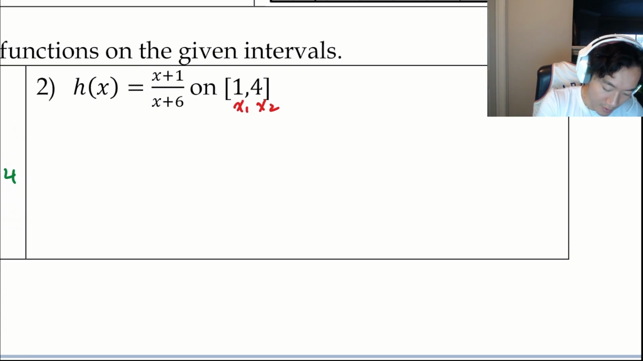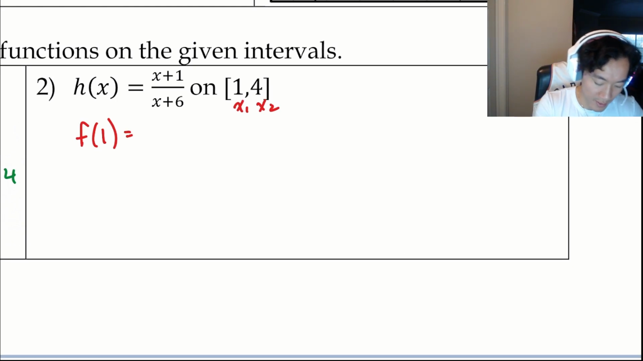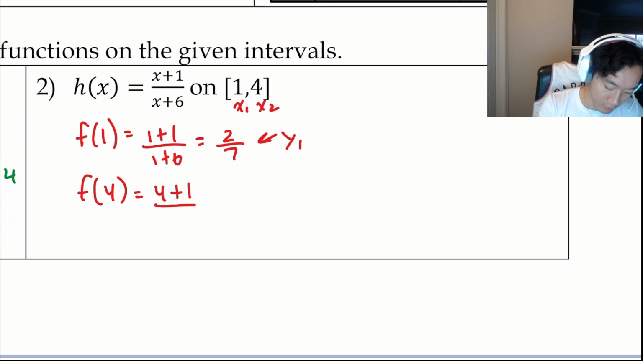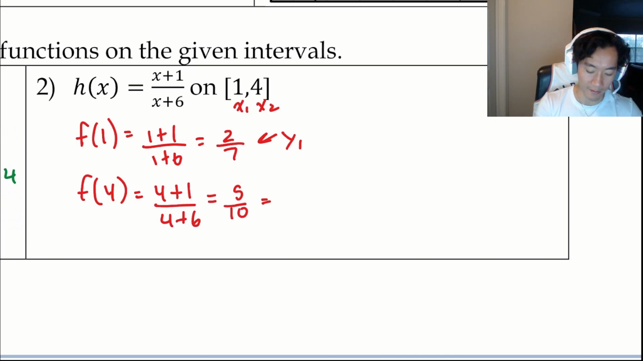So let's find what our y sub 1 is first by plugging in x sub 1. So I'm plugging 1 first into the equation. So I have 1 plus 1 all over 1 plus 6, which gives me 2 over 7. So there is my y sub 1. Now let's plug in the other end of our interval, 4. So f of 4 is equal to 4 plus 1 all over 4 plus 6, which is equal to 5 over 10. And that simplifies to be 1 half. So that's our y sub 2.